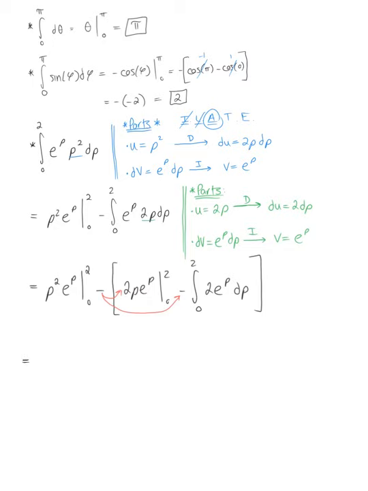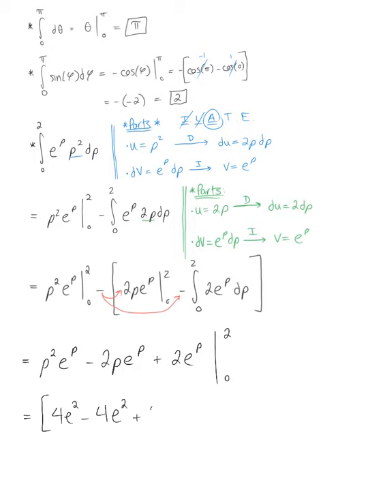So this is equal to, we still have rho squared times the natural exponential raised to the rho minus 2 rho times the natural exponential raised to the rho plus 2 times the natural exponential raised to the rho. And we're now going to evaluate this whole expression from 0 to 2. So plugging in 2, we have 4 times the natural exponential squared minus 4 times the natural exponential squared plus 2 times the natural exponential squared, or excuse me, that should be a square.